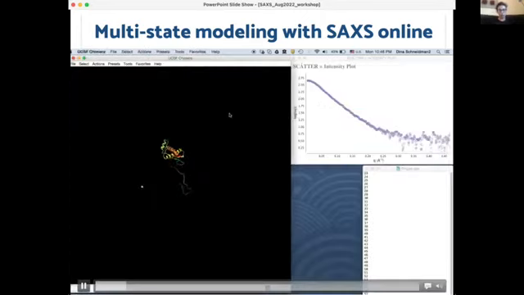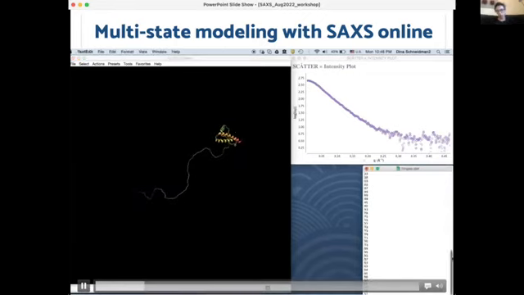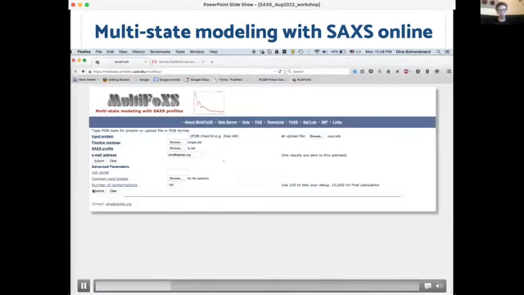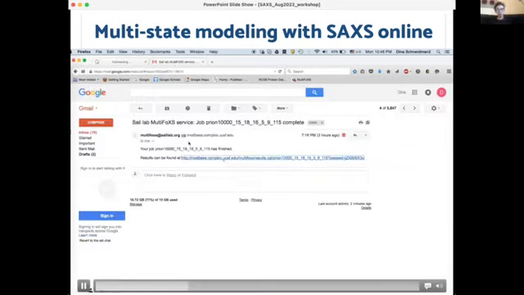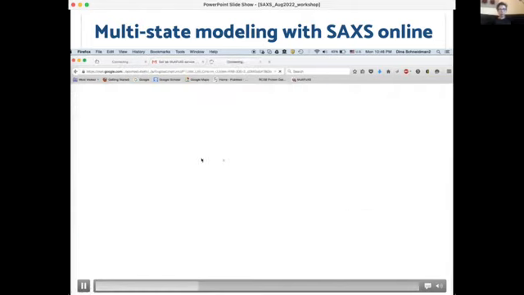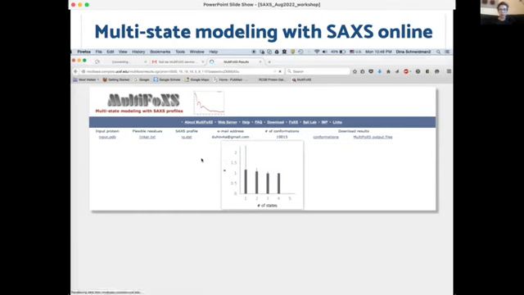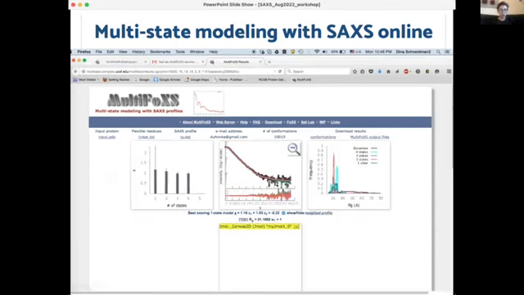This is the modeled linker. You see it's completely disordered. And this is a list of flexible residues. Basically, this whole linker was given as flexible residues. And we submit, and we get an email. And this is how the results page looks.